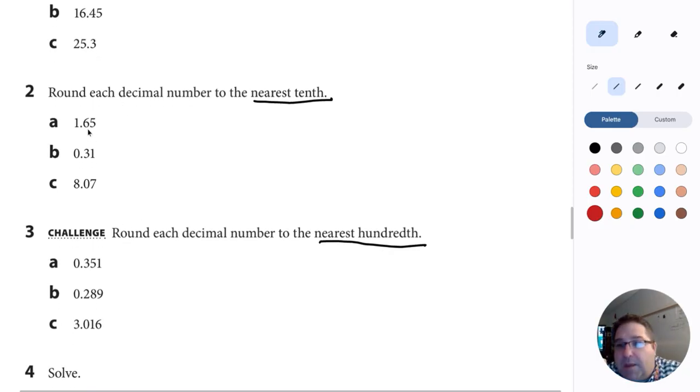Again, start with our 10th spot. Go next door. I see a 5. 5 or more, we bump it up. So we're going to make that 6 go up to a 7. 1.7.